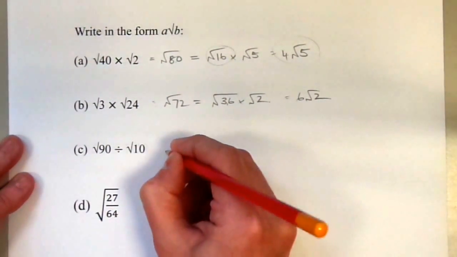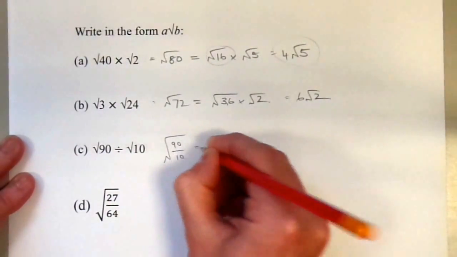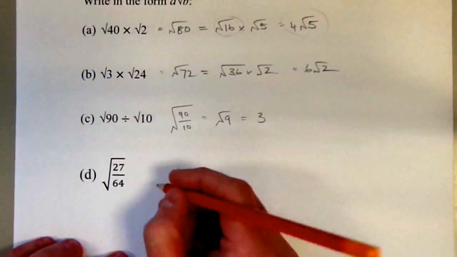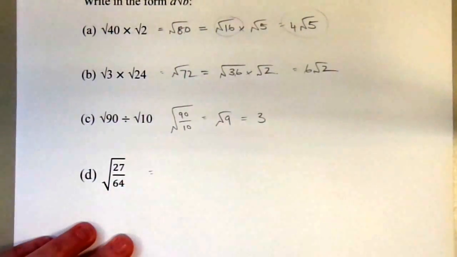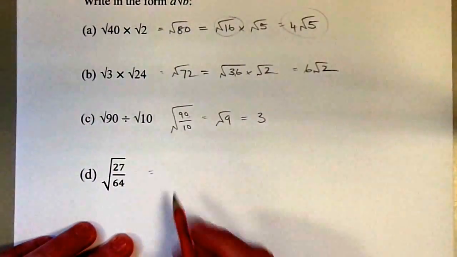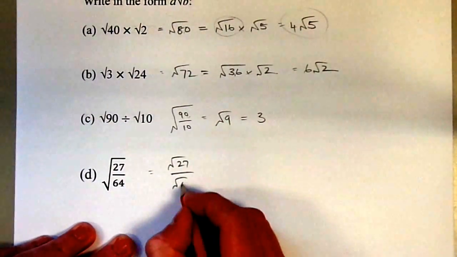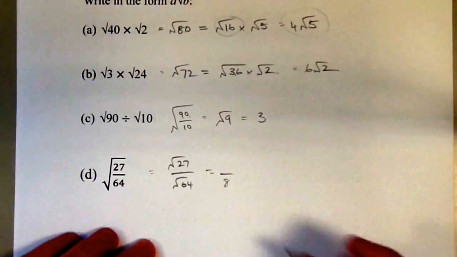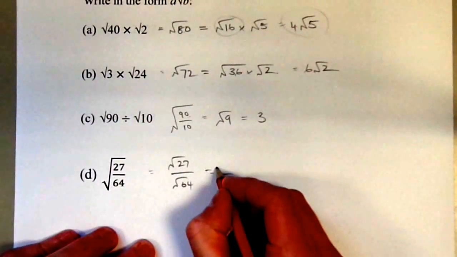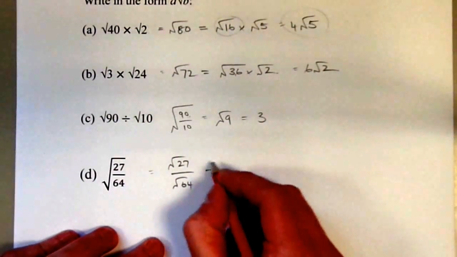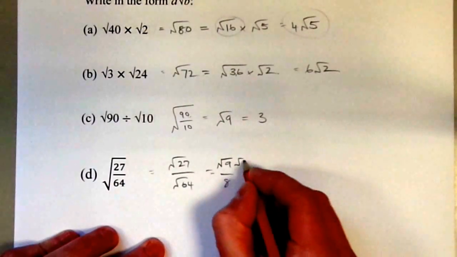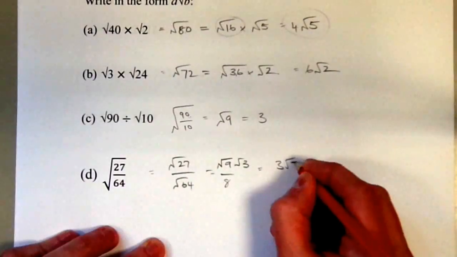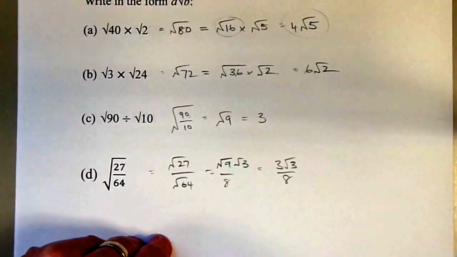C, root 90 divided by 10 is the same as root 90 over 10, which is the same as root 9, which is 3. And then the bottom one, 27 divided by 64 won't simplify like this one would. But root 64 is a square number, so we can simplify that. Root 27 is not square, so that won't simplify into a whole number. But root 27 is the same as root 9 times root 3, where 9 is a square number. So that's the same as that.